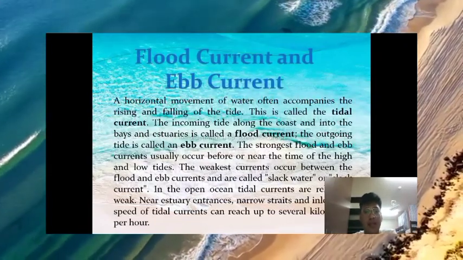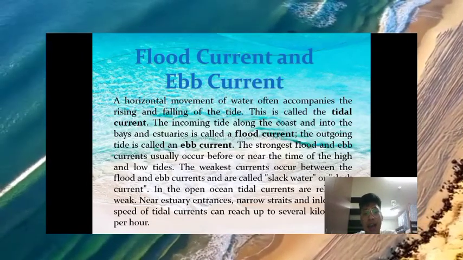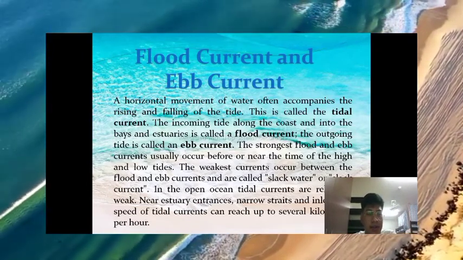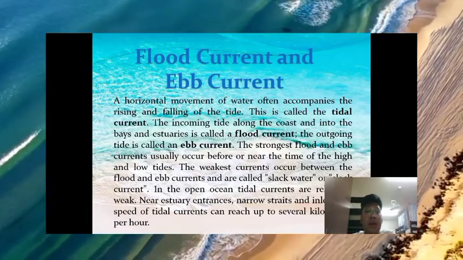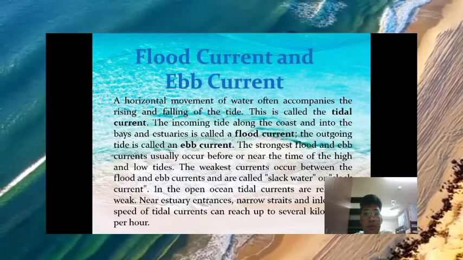The next thing we're going to talk about is the flood current and the ebb current. It is a horizontal movement of water that often accompanies the rising and falling of the tide. This is what we call tidal current.